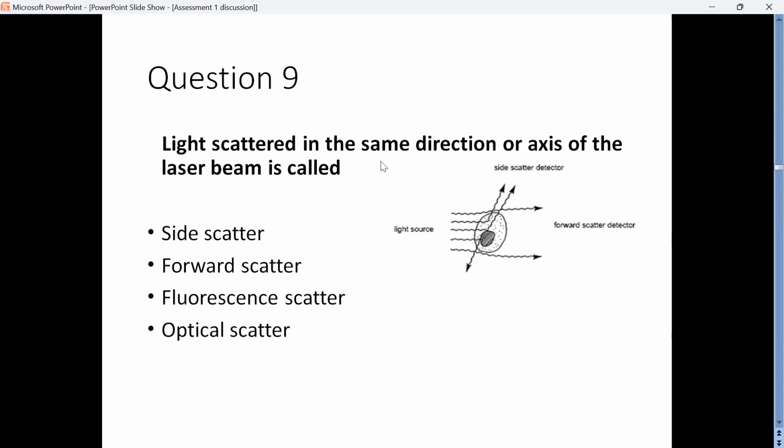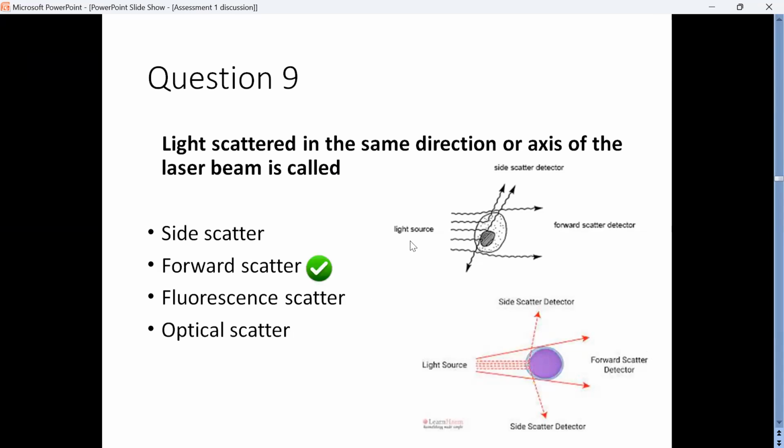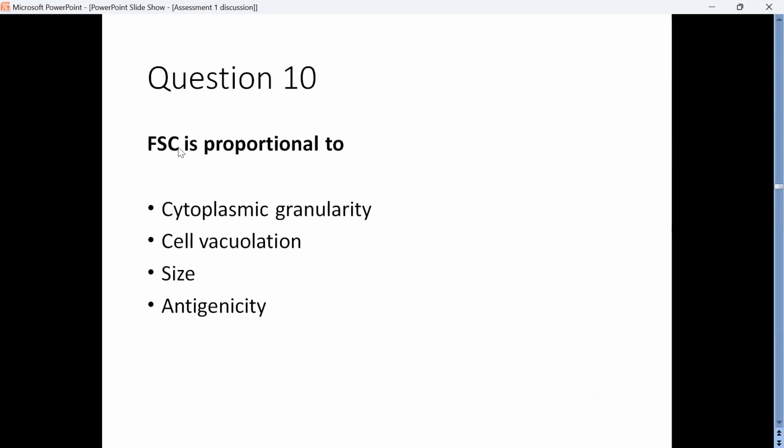Okay. So the light beam in the same direction or axis of the laser beam is called forward scatter. So forward scatter gives you an idea about the size of the cell, and it happens in the same direction of the light source, which is the laser light source. The answer is forward scatter. FSC is proportional to the size of the cell.